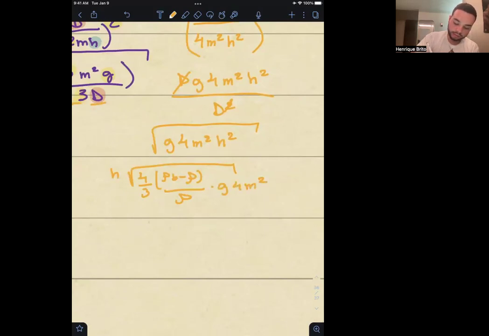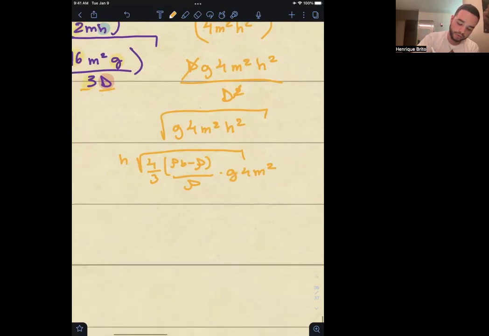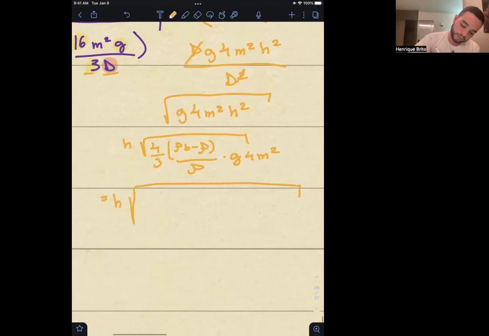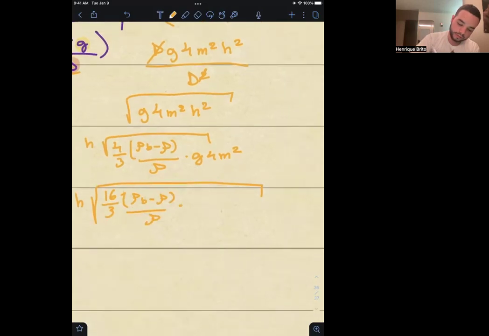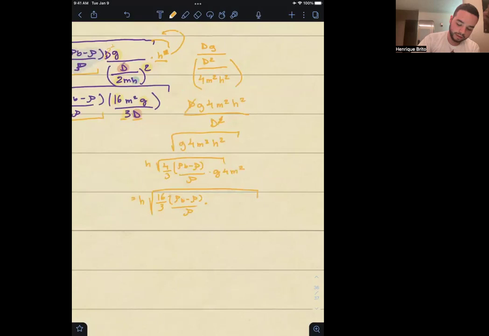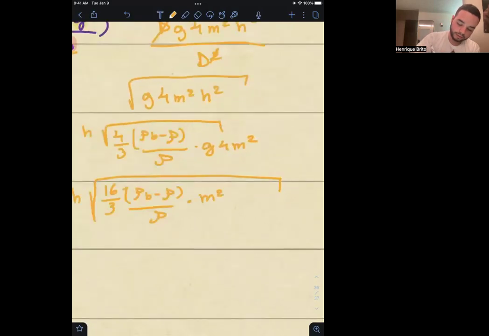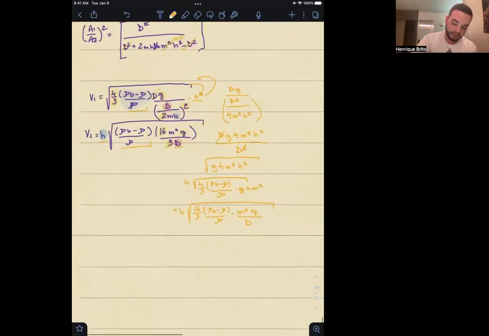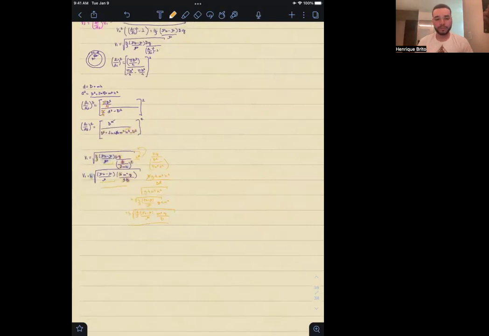Okay, this is gravity, and that's 4. So this 4 times that 4 gives us 16/3. And then we have, and that's all divided by d. So, which is pretty much precisely what we had here. So this is how that equation works. So this is our expression.